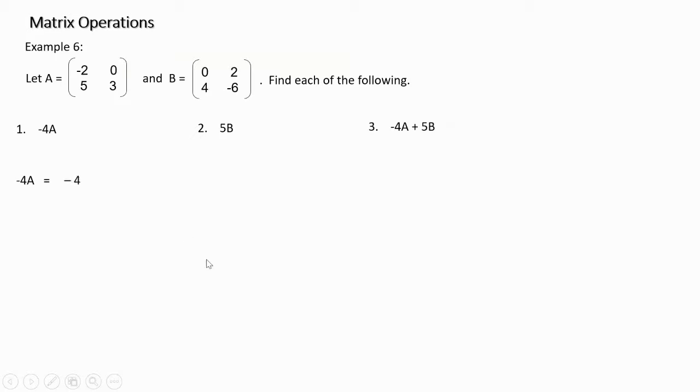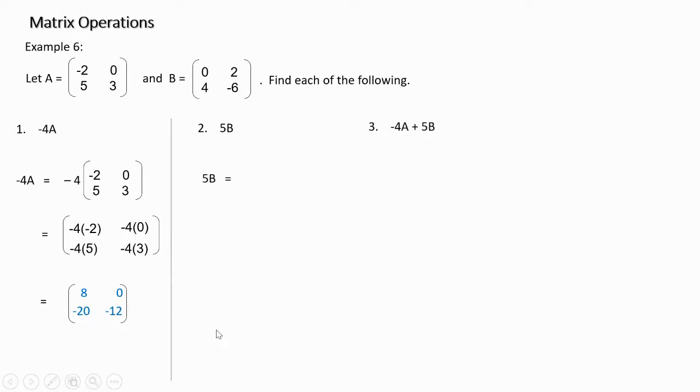So for number 1, negative 4A is going to be negative 4 times matrix A. Here I'm showing you all the work, but like I said, you can actually go from here to the answer. Because what's negative 4 times negative 2? Wouldn't that be 8? What's negative 4 times 0? It will be 0. Negative 4 times 5 is negative 20. Negative 4 times 3 is negative 12. But anyway, you can do it this way if you want. Most students actually just go from here to the answer. So this is negative 4A.